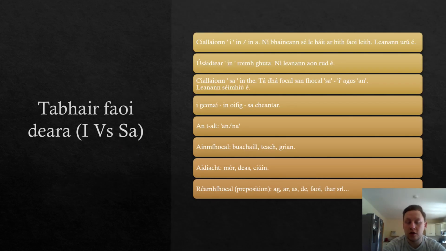And finally, I'm just referencing the differences. We have i versus sa. I means in, sa means in the. So in: i or in a. Ní bhuaileann sé le h-áit, ach leanann urú é. Úsáidtear in roimh ghuta, ní leanann aon rud é. So i plus urú, in plus nothing. Sa means in the. Tá dhá fhocal ann: san roimh ghuta, sa. I agus in leanann séimhiú é. So sa plus the séimhiú.